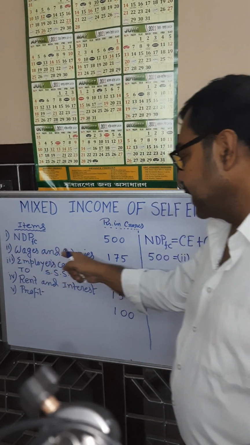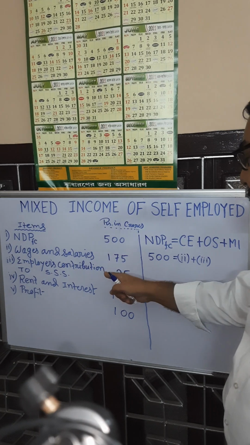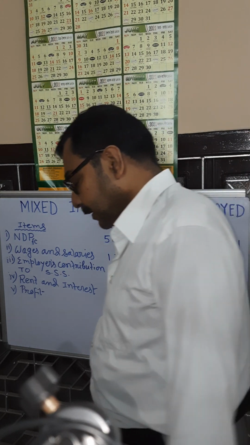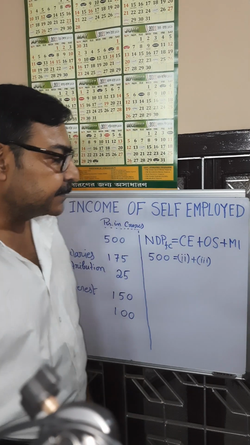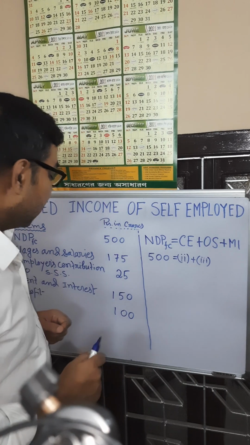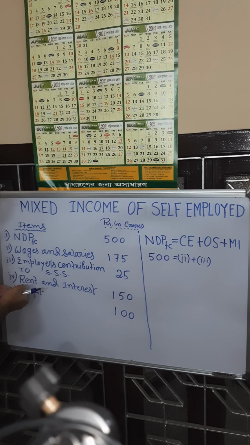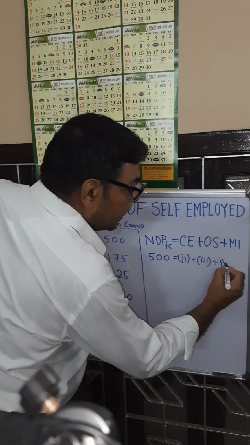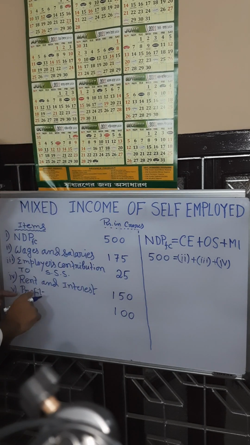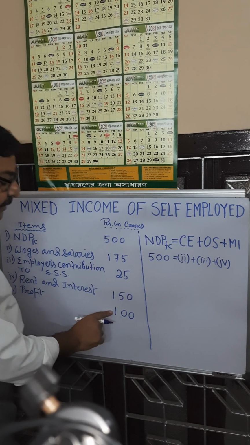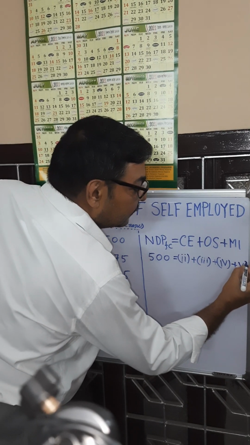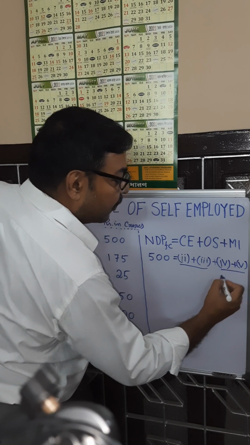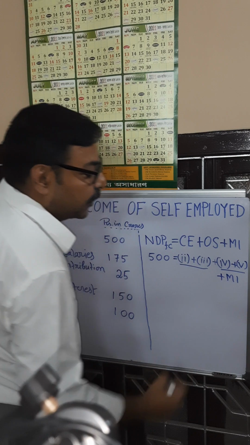So compensation of employees means item number 2 and item number 3. Item number 2 is wages and salaries. Item number 3, employers' contribution. Adding these two, we get compensation of employees. OS means operating surplus, income from property and entrepreneurship. What is income from property? In this list, rent and interest is income from property, item number 4. So for OS, we have to consider item number 4. And also, income from entrepreneurship is profit, item number 5. These two are compensation of employees, these two are for operating surplus, and mixed income is unknown.